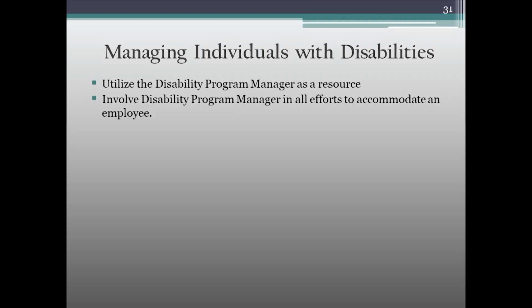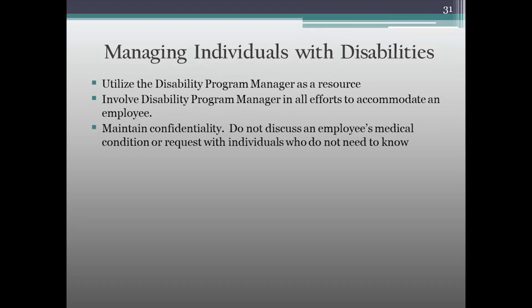It's also important to involve the individual with a disability throughout the process of reasonable accommodation. You really can't accommodate somebody if they're not involved in that process. It's important to maintain confidentiality. Do not discuss the employee's medical documentation or condition with individuals who are not on a need-to-know basis. Also, it's important not to keep medical documentation in an individual's personnel file. All medical documentation needs to be kept in a separate accommodation file.